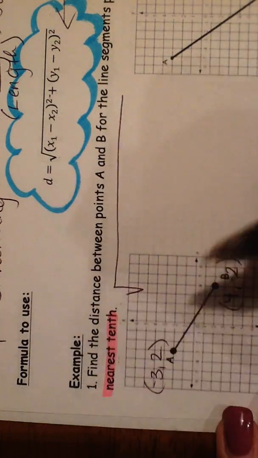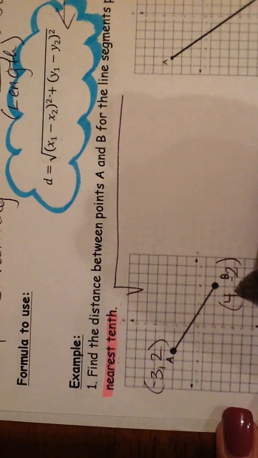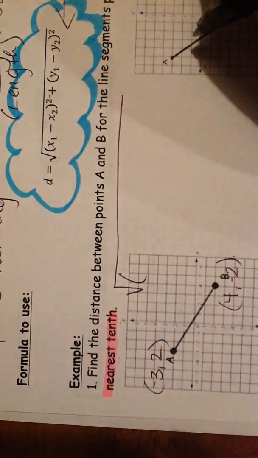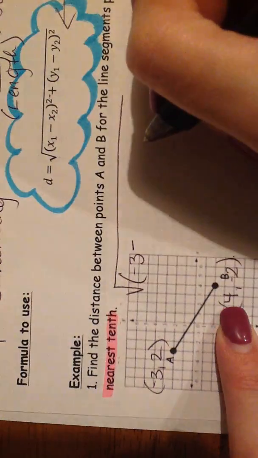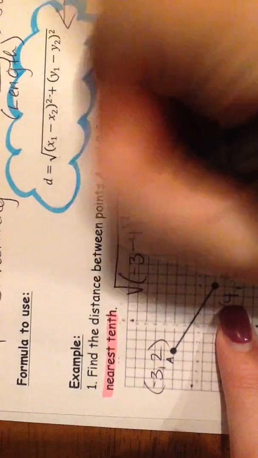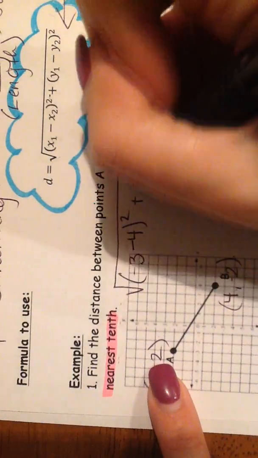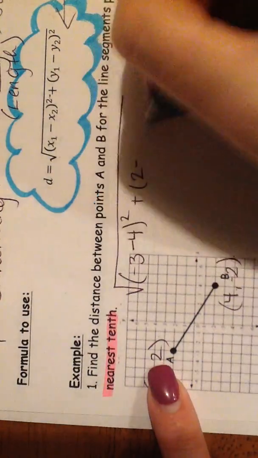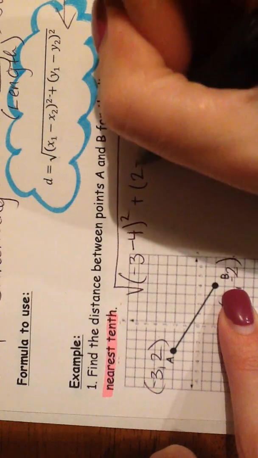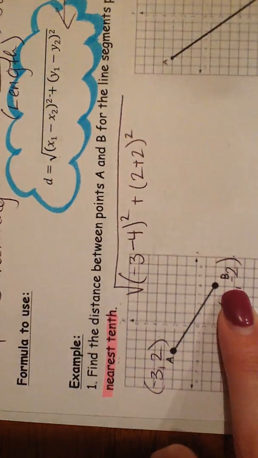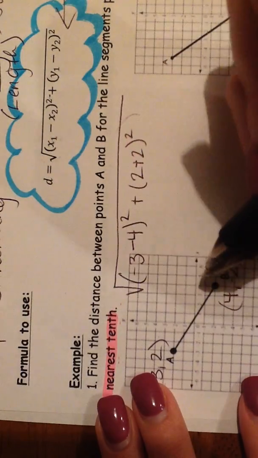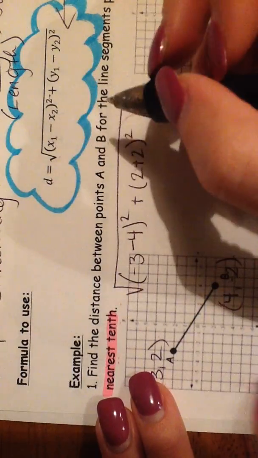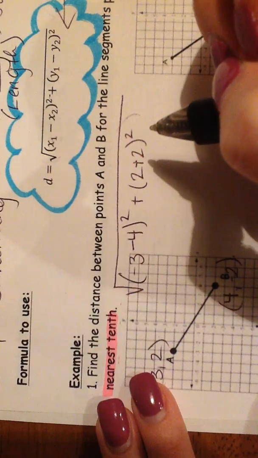Because I see this ordered pair first, this is x1 and y1, and this is x2 and y2. So I'm going to set up my formula: x1, which is -3, minus x2, which is 4, squared, plus y1, which is 2, minus y2, which is -2, so that turns into +2 squared. Yes, you can technically take your calculator, type all of this in, and hit enter. But most people that do that, there's a greater chance of getting it wrong. So I just want you to be careful.